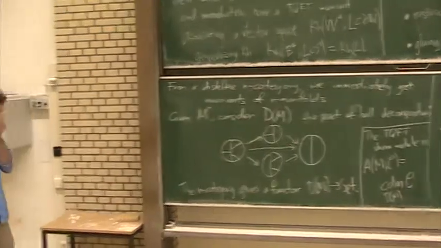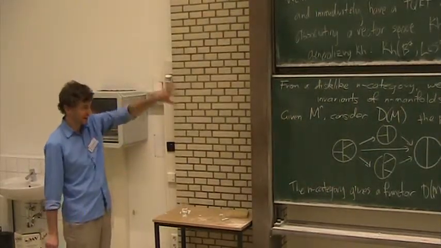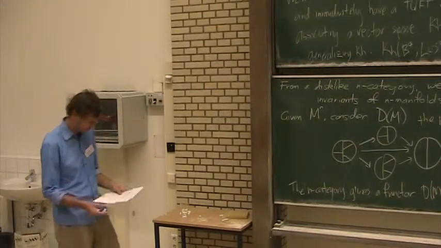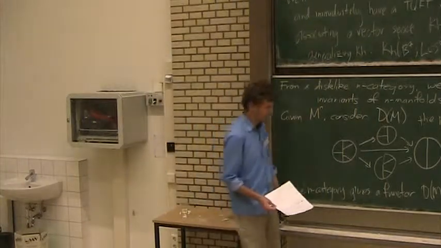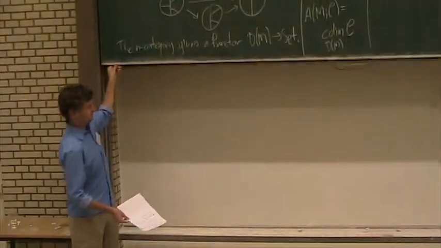Okay. So that's a very, very terse and fast description of how we get from an n-category to an invariant of n-manifolds. So maybe it's time to get some examples, which will be much more familiar.